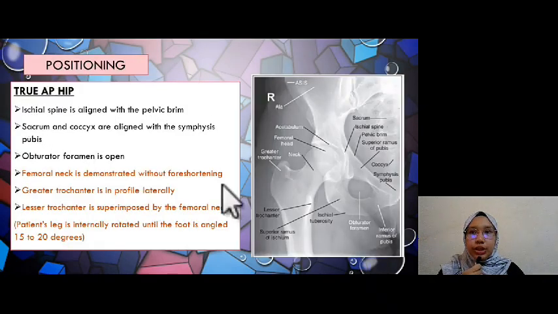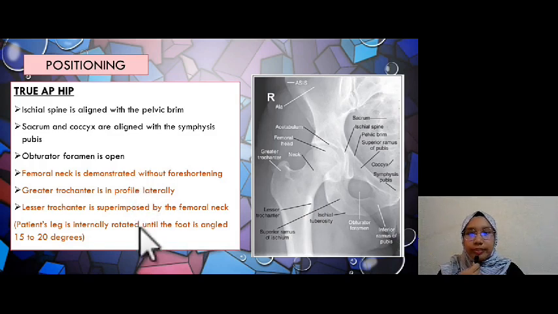Next, positioning. This is the positioning criteria for a true AP hip. First, the ischial spine is aligned with the pelvic rim. Sacrum and coccyx are aligned with the symphysis pubis. Obturator foramen is open. Femoral neck is demonstrated without foreshortening. Greater trochanter is in profile laterally, and the lesser trochanter is superimposed by the femoral neck.